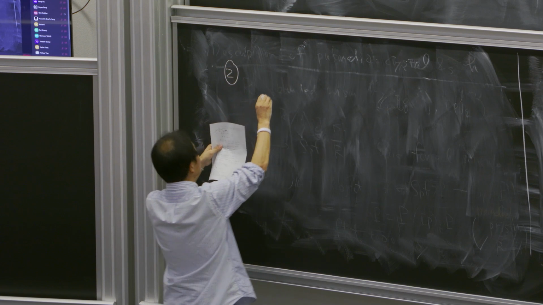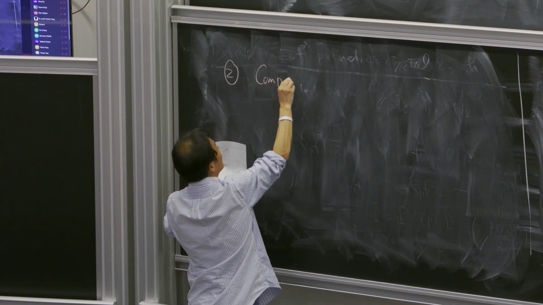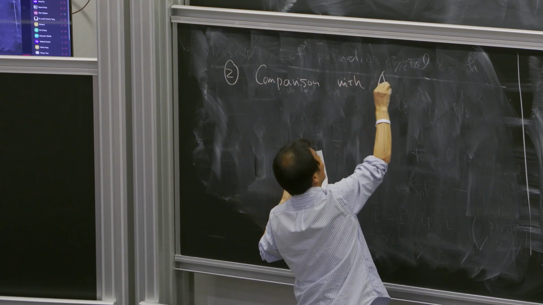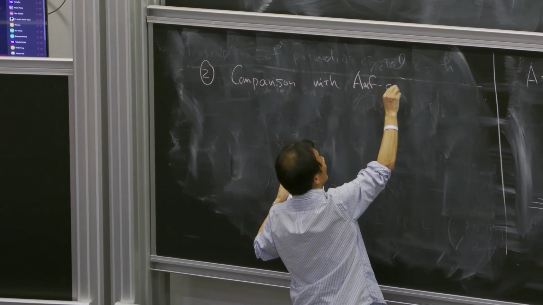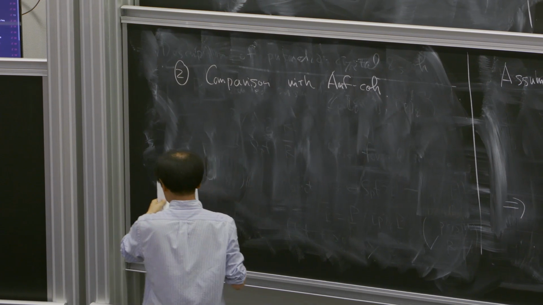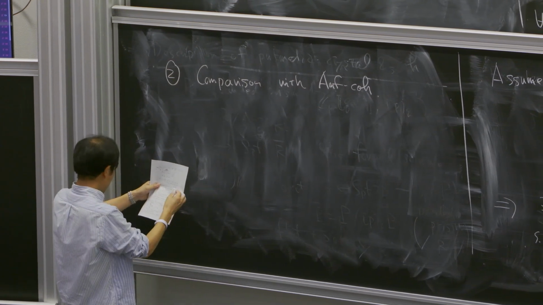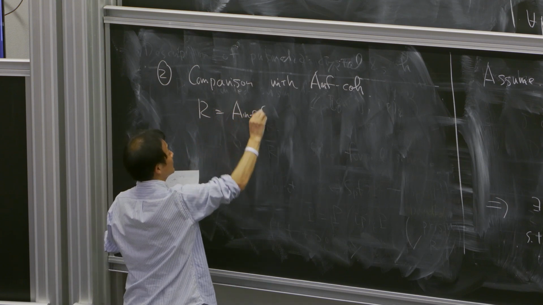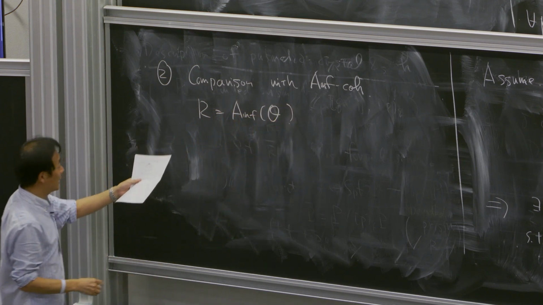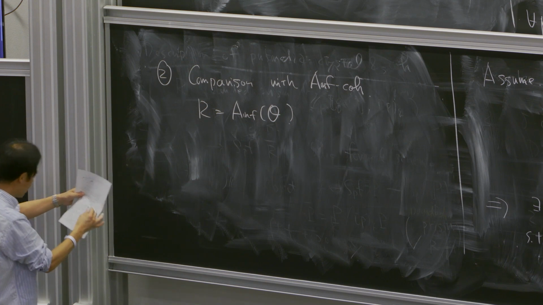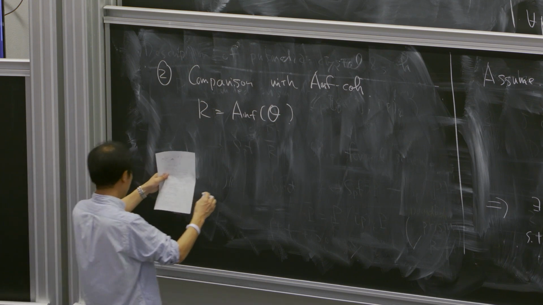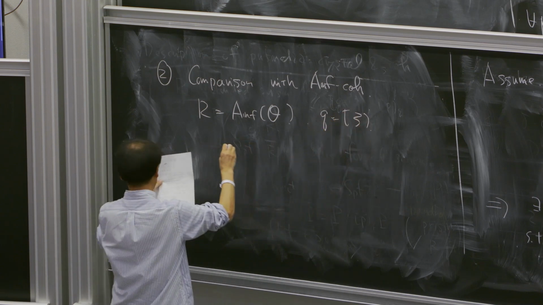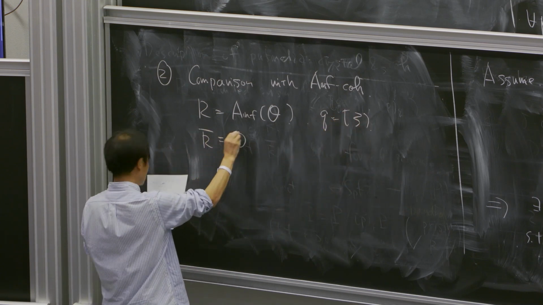So second, comparison with A inf-cohomology. In this case, we take R to be A inf of O. O is the ring we take in the beginning. And Q is theta, and R bar is then just the ring O.